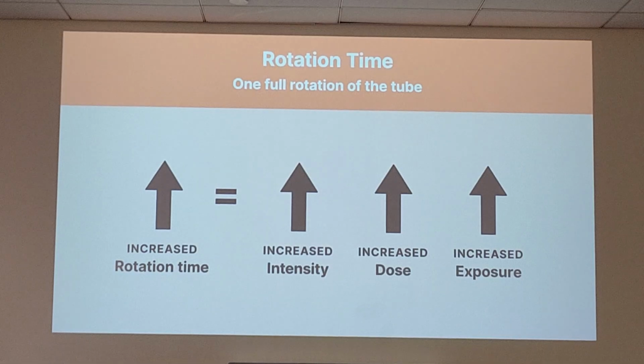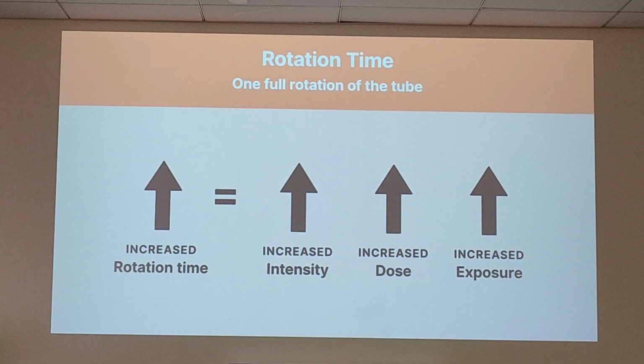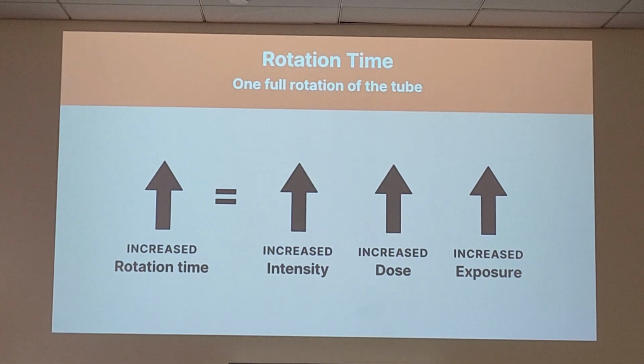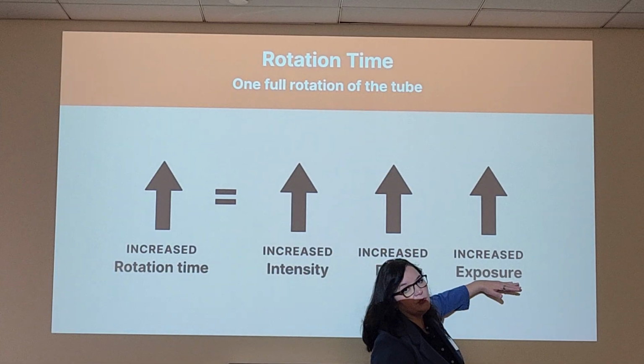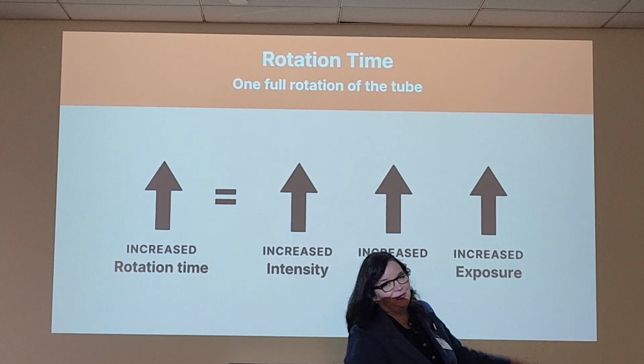Increased rotation time means a higher volume of electrons are being boiled off. More electrons means more photons, right? Increased dose, which we know means more photons in the body. We have now exposed the patient to a higher dose. And then what does increased exposure mean, James? This is in reference to the patient? No, sir, second. Thank you.